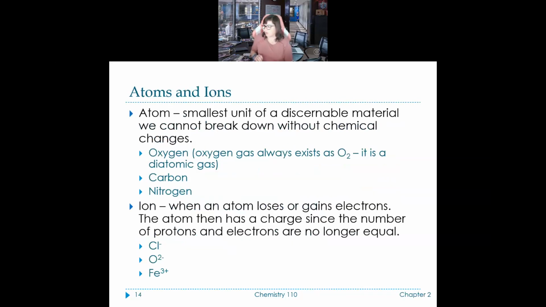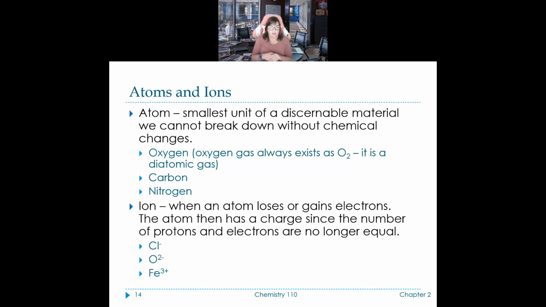All right, we talked about atoms. Go atoms. Yay, atoms. Now let's talk about something else. Let's talk about ions. What the heck is an ion? Now, an atom is the smallest unit of a discernible material that we cannot break down without chemical changes. So oxygen always exists as O2 in its elemental form. It can't just be an O by itself.